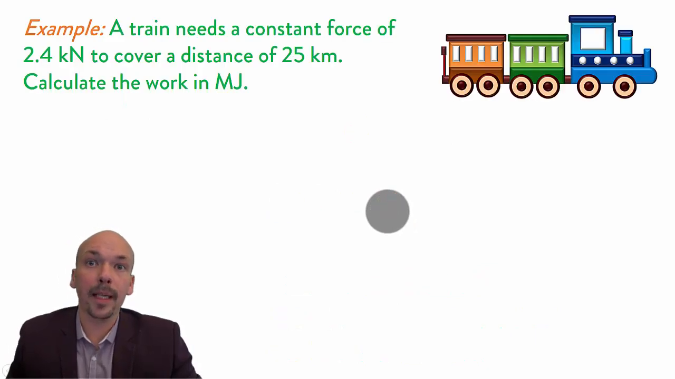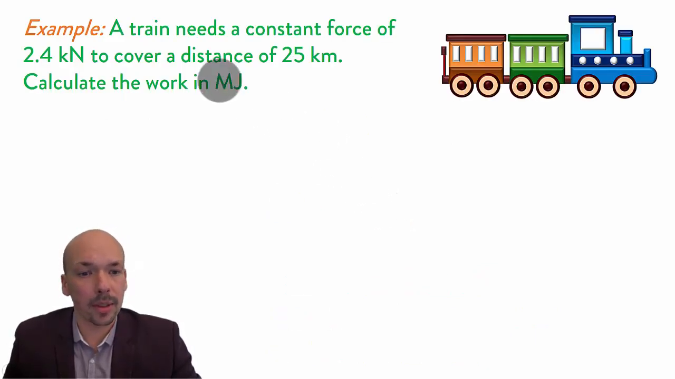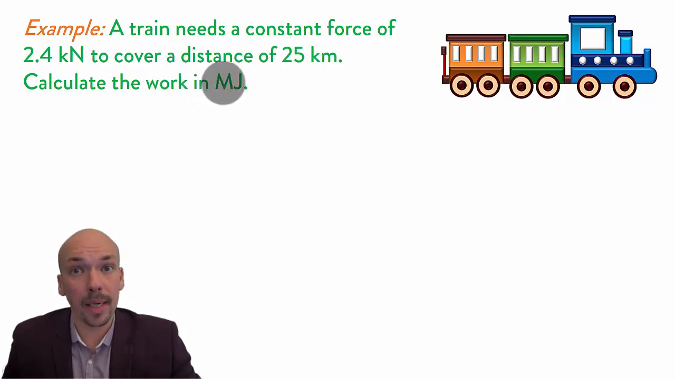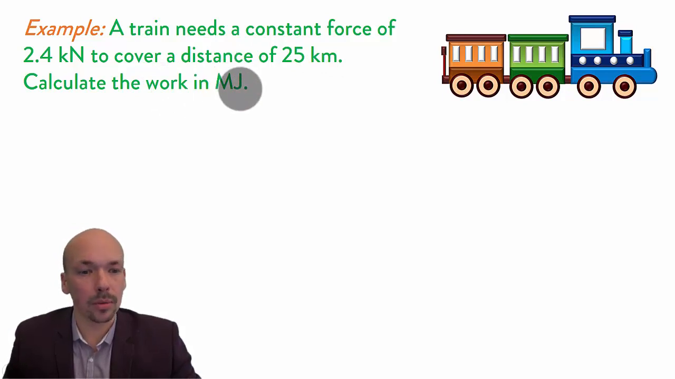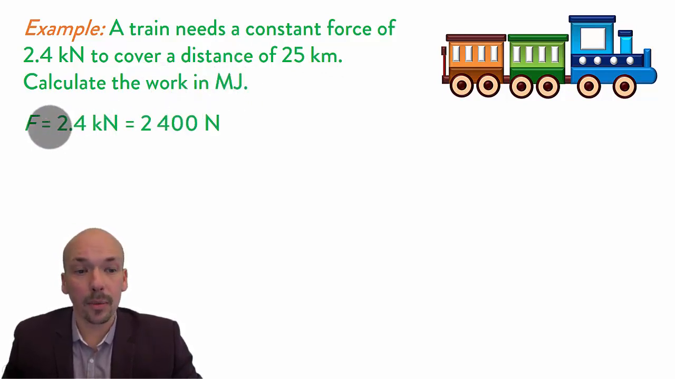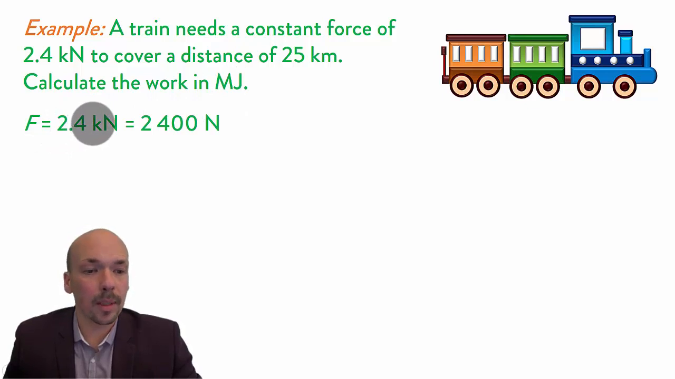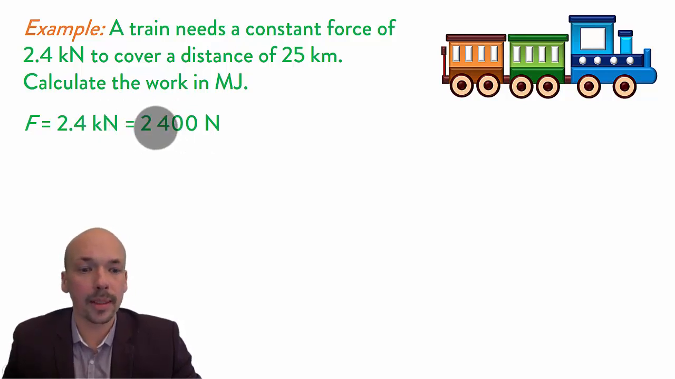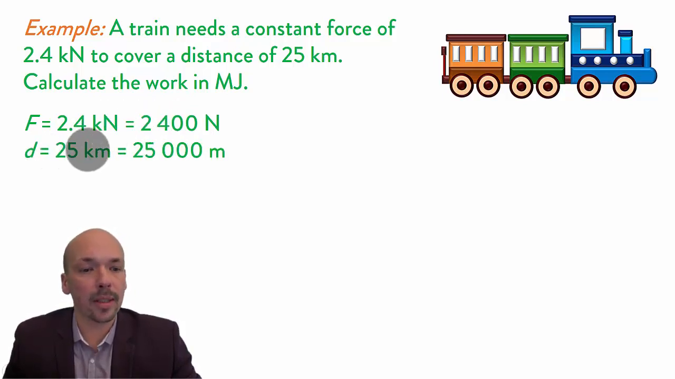So an example, get a piece of paper, a pen and a calculator and try this for yourself. We have a train who needs a constant force of 2.4 kilonewtons to cover a distance of 25 kilometers. Calculate the work in megajoules. So mega is a million joules. So we have already the force, which is 2.4 kilonewtons. We have to convert it to newtons, so multiply it by 1000, so 2400 newtons. We have the distance in kilometers, which also has to be in meters, so multiply by 1000.